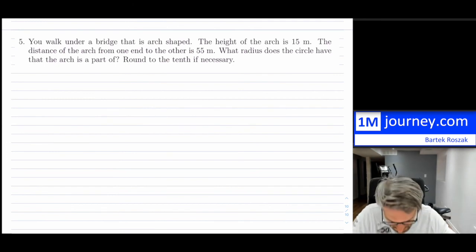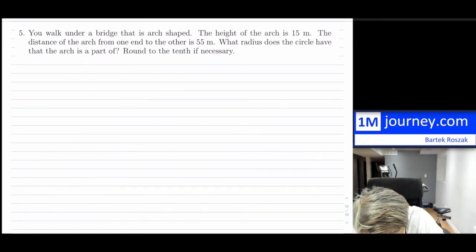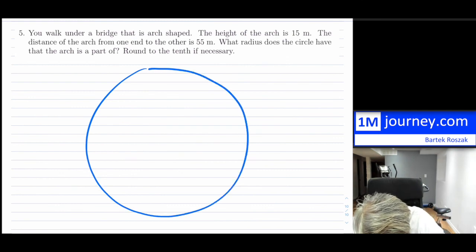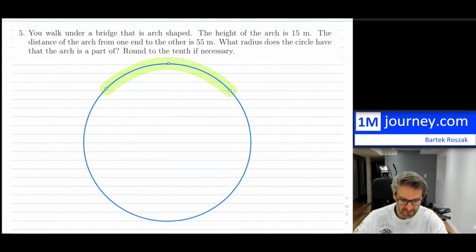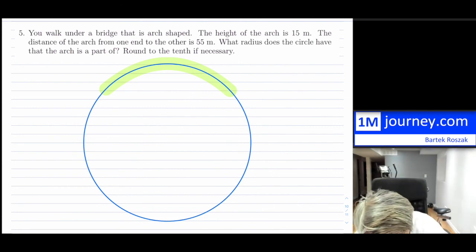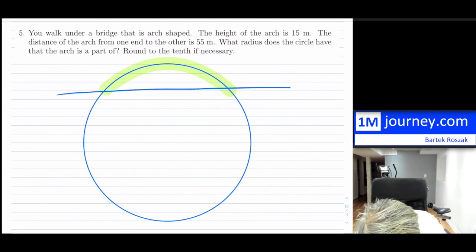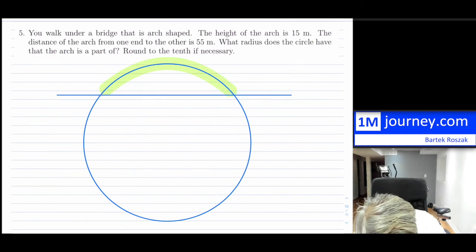So what we have is something like this. When you have these arches, if I draw a circle this way, your bridge is basically some portion of a circle like this. That's the arch. And what they're saying is, you have the height, from the peak to here, so that's your line segment. They're saying that is 15 meters.